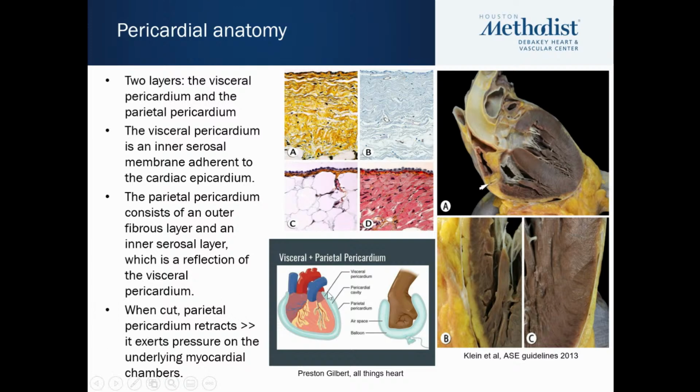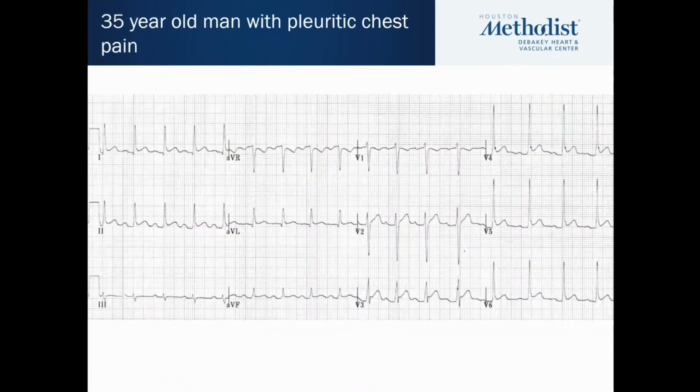If you imagine trying to punch a hole into a balloon, you create those two layers, and within them you create a space where pericardial effusions can develop. If you actually cut the parietal pericardium, you notice that it retracts, and that gives you an indication that it's actually exerting force and pressure on the myocardial chambers. So the pressure within the pericardial sac in and of itself is usually directly related and very close to the right atrial pressure. And in a way, it's kind of containing the heart within its location and preventing it from overexpanding.